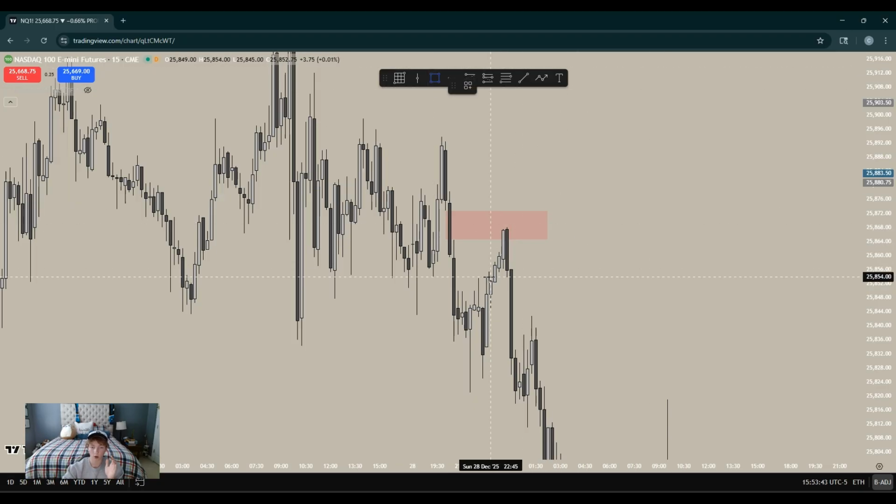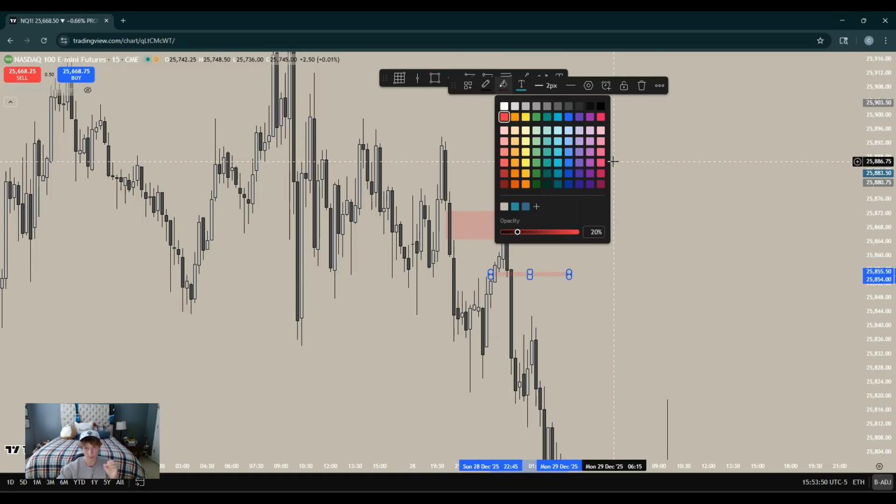What am I looking for? Confirmation that we're going to switch directions, right? We're not going to push higher. So this is where I use the inverse fair value gap. I take all of my trades off of inverse fair value gaps, so this is a must-have if you're going to learn my strategy, okay?